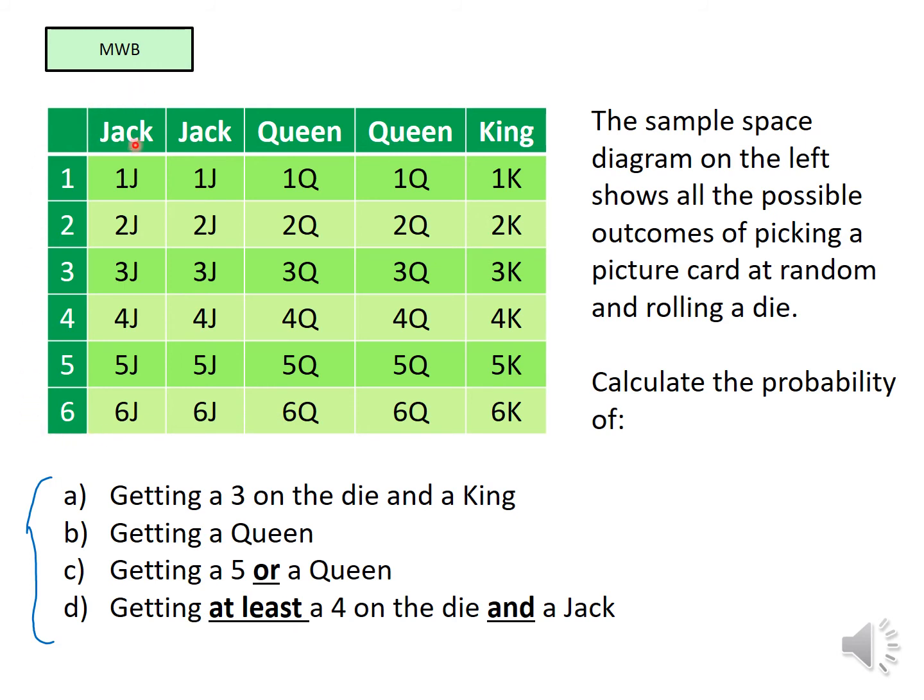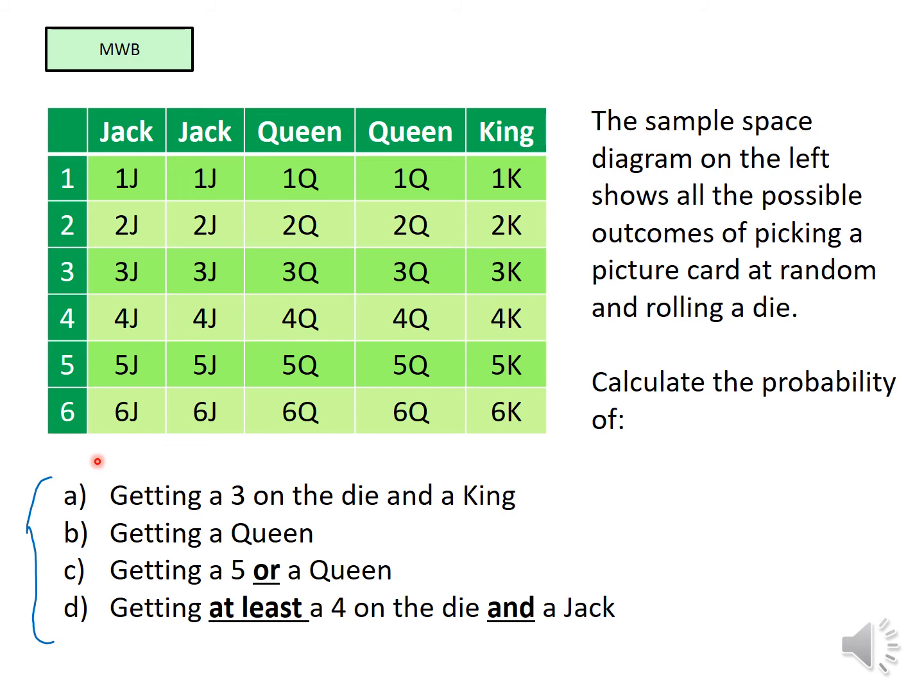So if we get a jack and a 1, that is our outcome. We get a 1 and a jack. If we get a queen and a 2, our outcome is a queen and a 2. So have a go at calculating these probabilities on the board. Once you're finished, resume the video and I'll go through it myself.